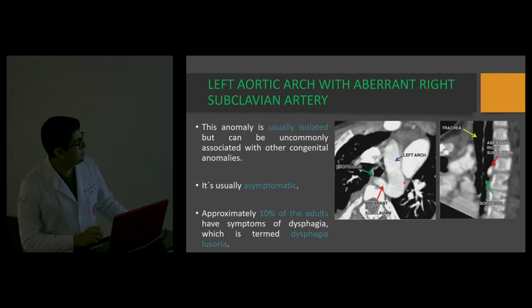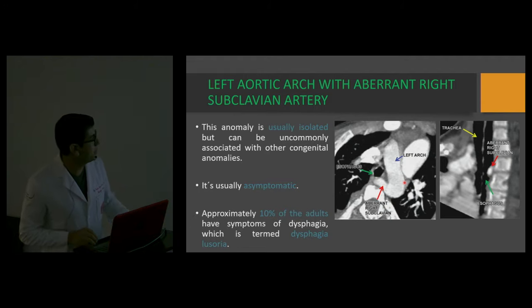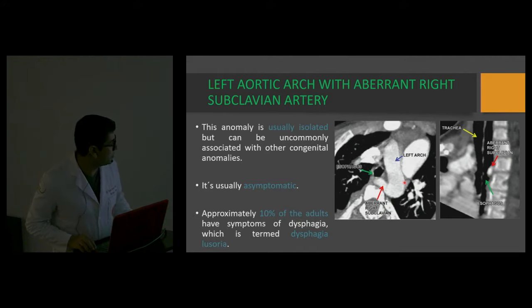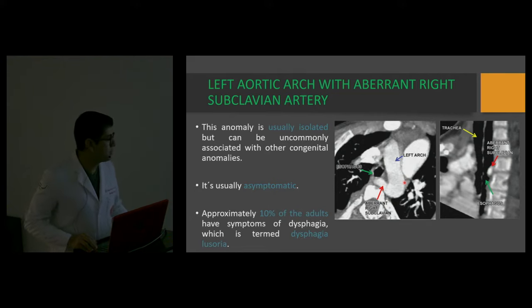Okay, this anomaly is usually isolated but can uncommonly be associated with other congenital anomalies. It's usually asymptomatic. Approximately 10% of adults have symptoms of dysphagia, which is termed dysphagia lusoria. In this CT, we can see the aberrant right subclavian artery with the retroesophageal portion. In the other one it is the same, aberrant right subclavian artery passing posterior to the esophagus.